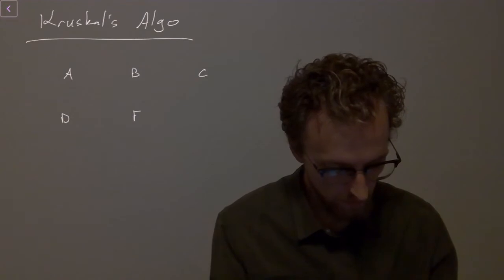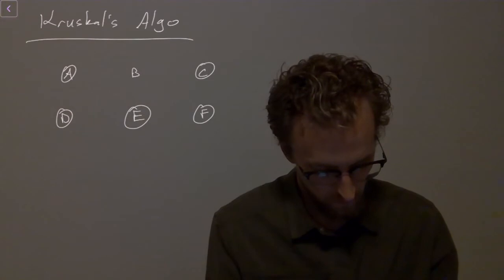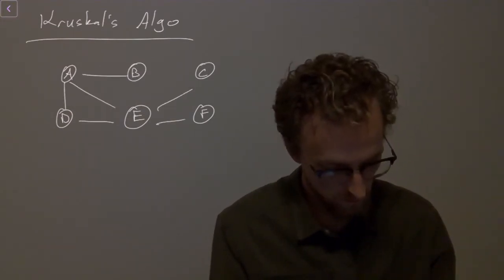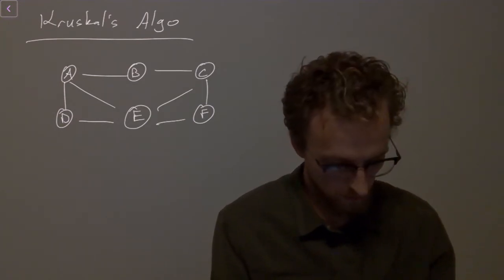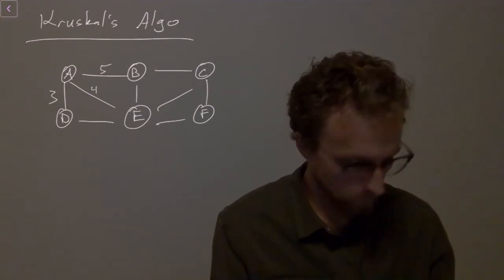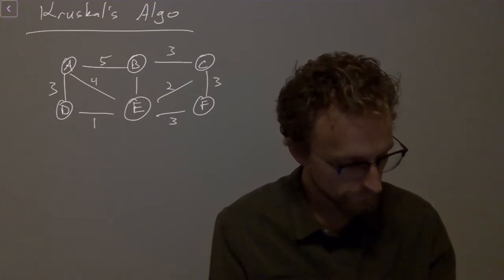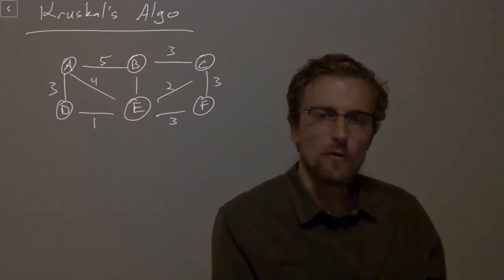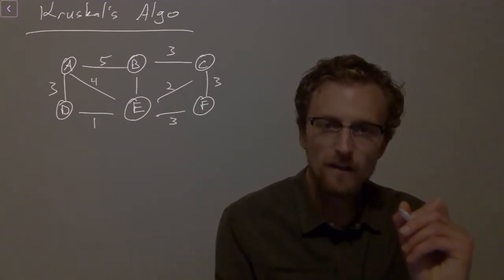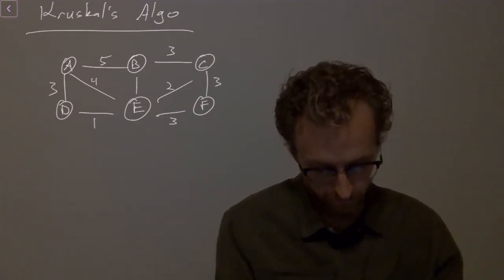A, B, C, D, E, F. And we have edges here, here, here, here, here, and here. So that's 3, 4, 5, 3, 4, 5, 1, 3, 2, 3, 3. And notice the following. You can think of a spanning tree as a connected graph that has exactly v minus 1 edges.